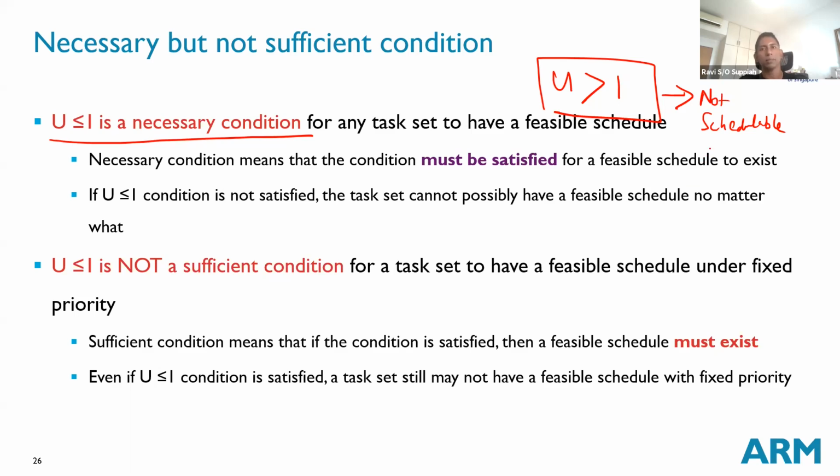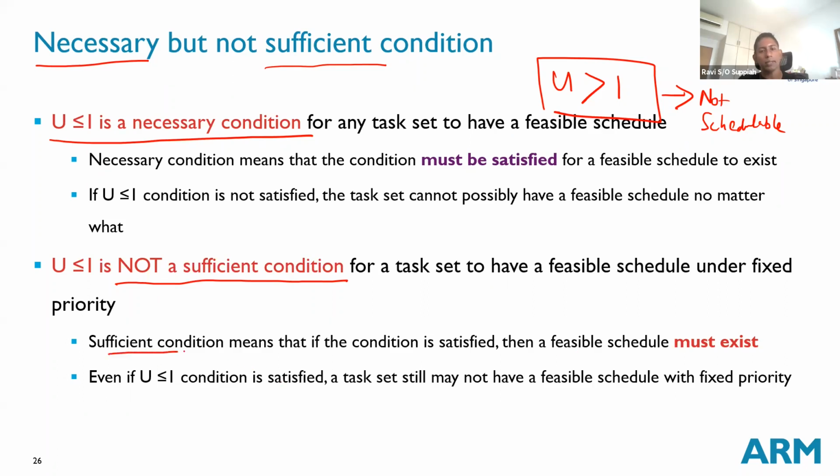So utilization must be less than or equal to 1. So this is a necessary condition. This is sort of the English terminology which we must be familiar with. There's one thing called necessary, but there's also one thing called sufficient. Even though U less than or equal to 1 is necessary, it is not sufficient. That means it is not enough to say that just because I fulfill this condition, I can schedule it without missing any deadlines. So that is important to understand.